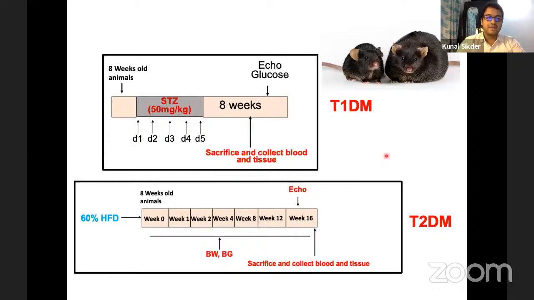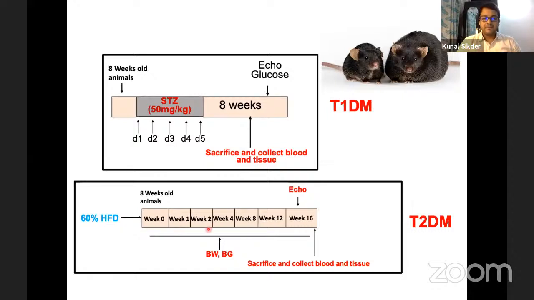And for the type 2 diabetic model, as you can see, this is on the right top. This mouse is the obese mouse, because it becomes diabetic with a 60% high fat diet. So in regular mouse, we give the regular chow, but for the diabetic model, we give them 60% high fat diet. No injection, nothing, just the diet is changed to 60% high fat diet.